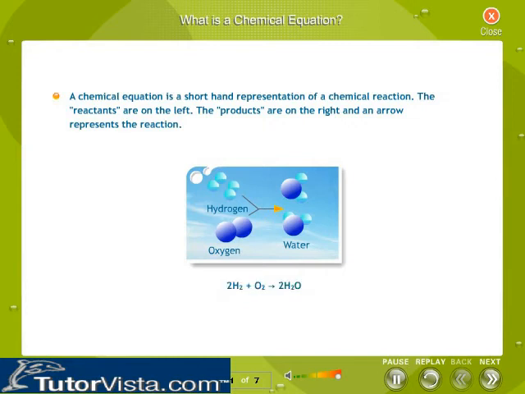The arrow can be read as produces, or becomes, or yields. The plus sign on the left side of the equation means that hydrogen, H, and oxygen, O, are reacting. The arrow head points towards the products and shows the direction of the reaction.